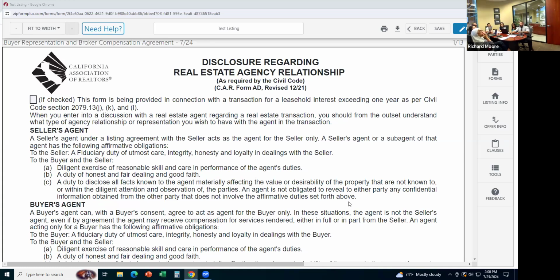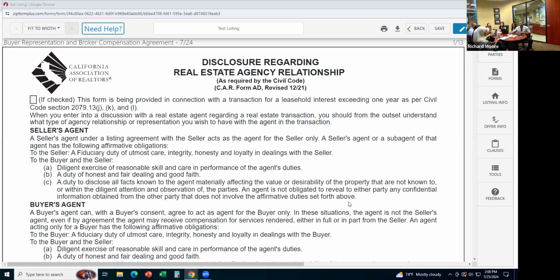The form itself is called the Buyer Representation and Broker Compensation Agreement, the BRBC. When you log into Zip Forms and go to the form section and type in BRBC, there are going to be two of them that come up. It's the same form. Just click on the first one. They're named a little bit differently on the list. What comes up is a packet of forms. It's the BRBC, but it includes the agency disclosure and the possible representation of more than one buyer or seller. I'll show you guys. We'll go over it.